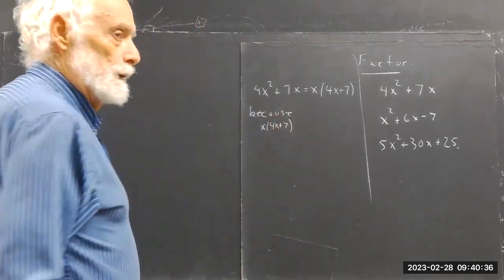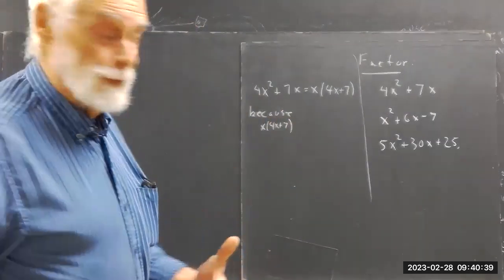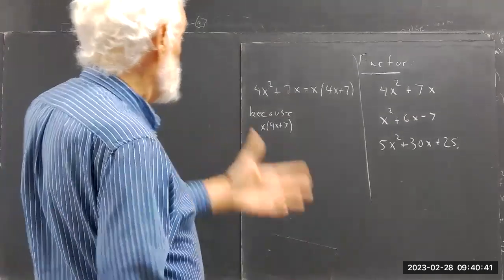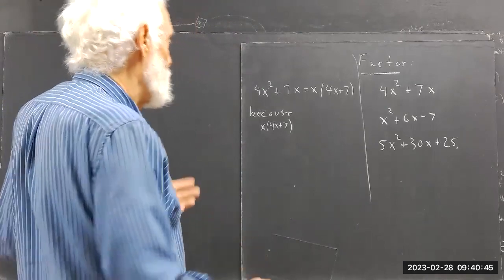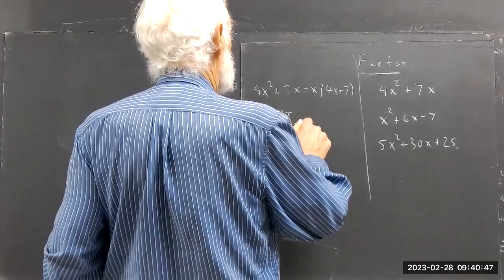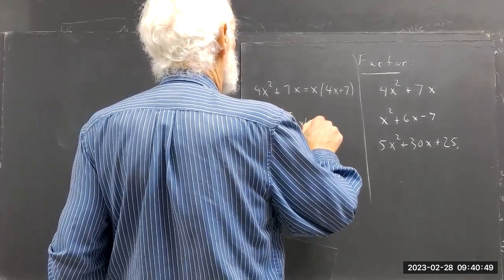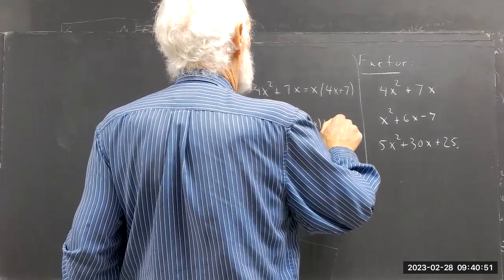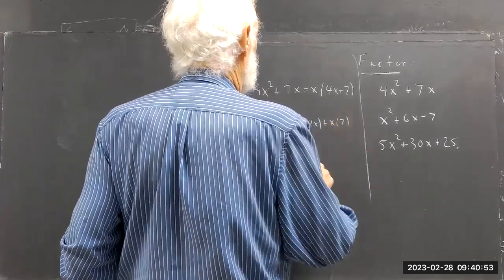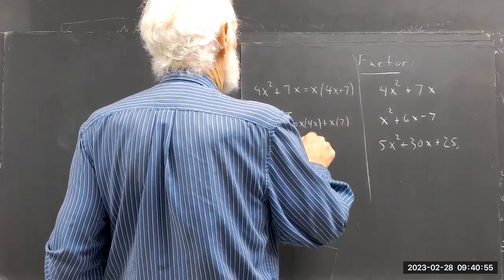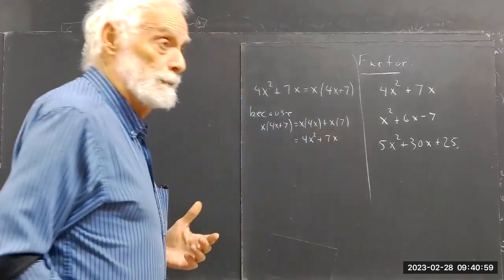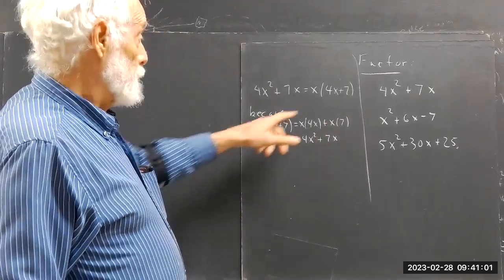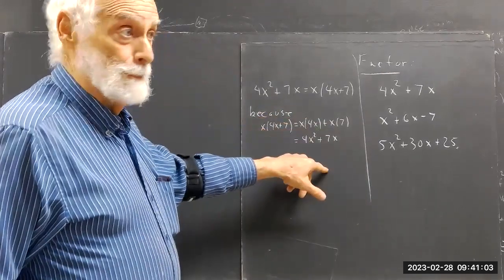Now, the way I really want to see you write this out is, don't just write that it's equal to 4x squared plus 7x. Well, no, it's the distributive law, so it's x times 4x plus x times 7. And of course, then that equals 4x squared plus 7x, as you know. Okay, so I'm going to ask you to verify it, do the steps.